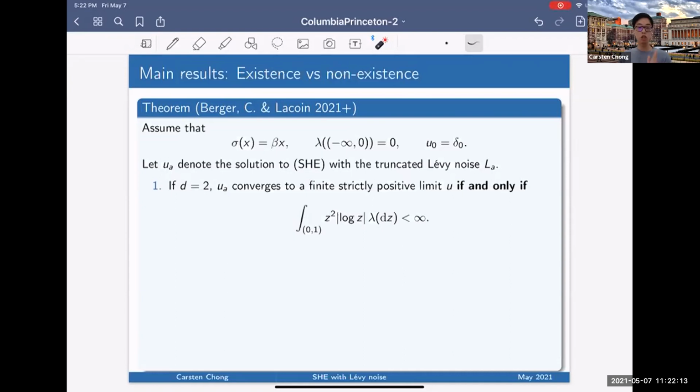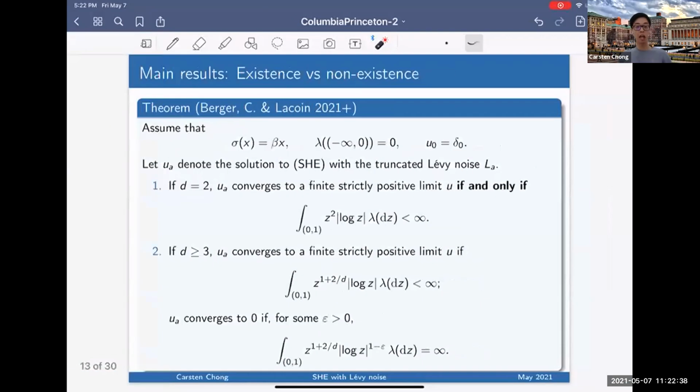In dimension 2, you have convergence to a finite strictly positive limit if and only if lambda satisfies this condition here. The necessity part was already proved in the first paper by Berger and Lacroix. So the novelty here is really the sufficiency part. This is a necessary and sufficient condition.